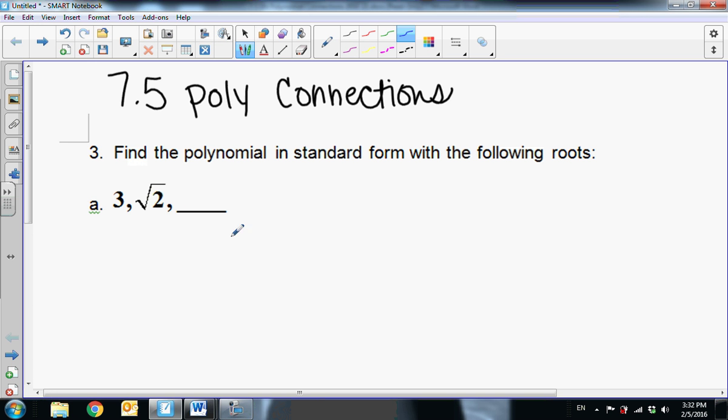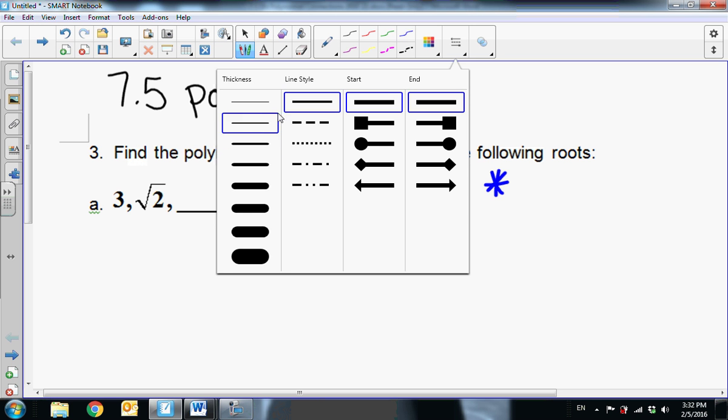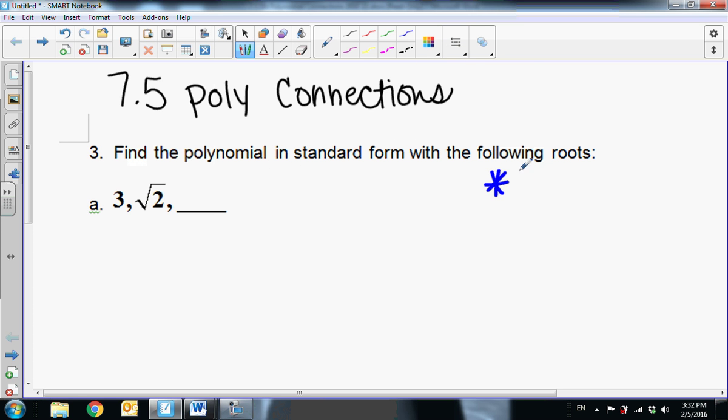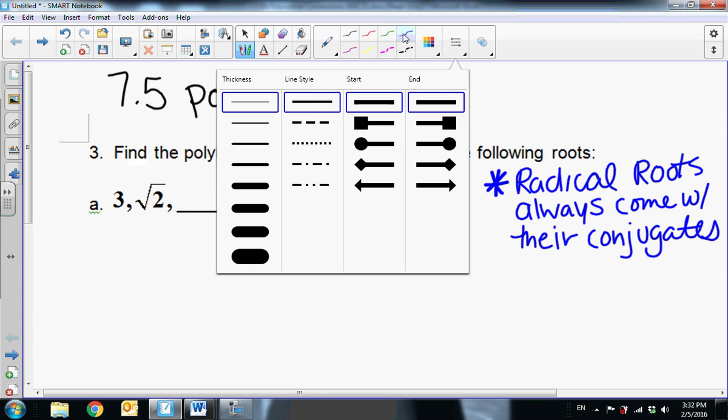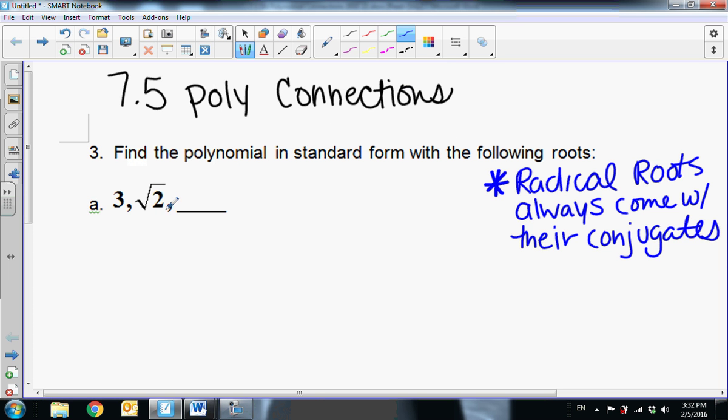Now, there's a blank here, which signals to us that something else is going to happen. What that is, radical roots always come with their conjugates. So we have the square root of 2, so we also have negative square root of 2.